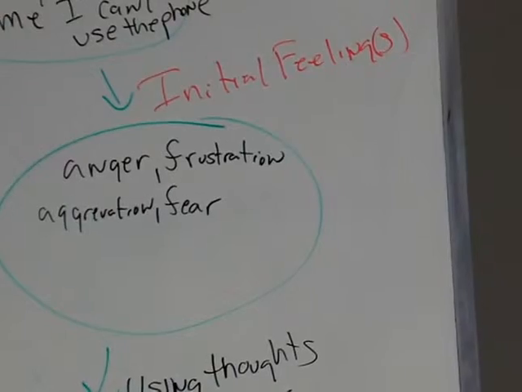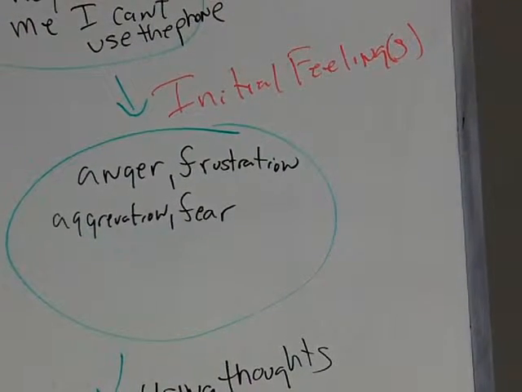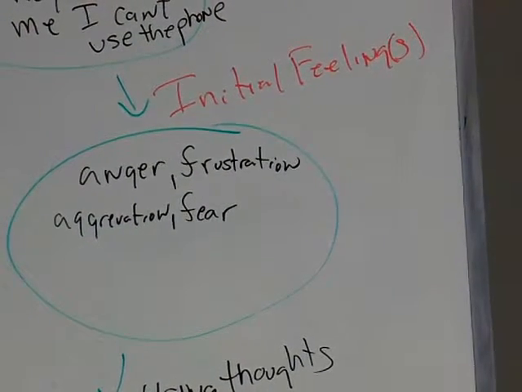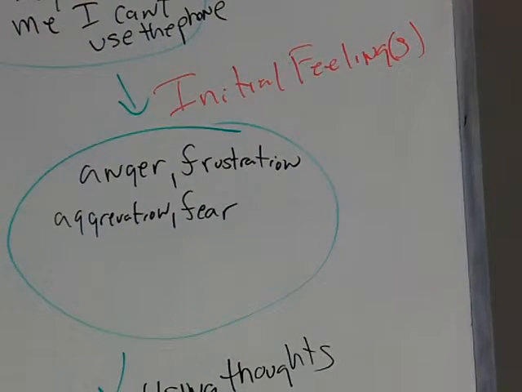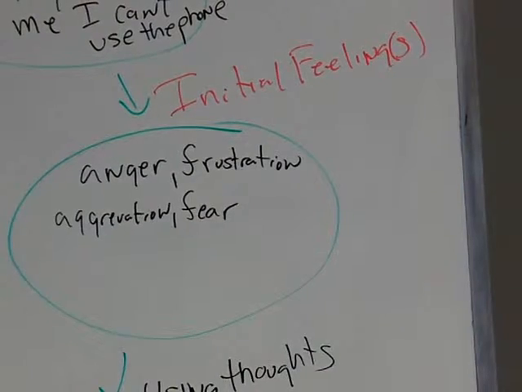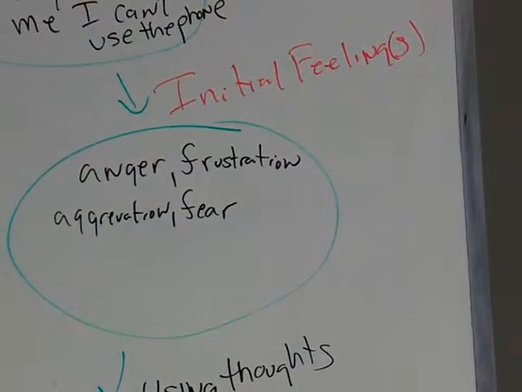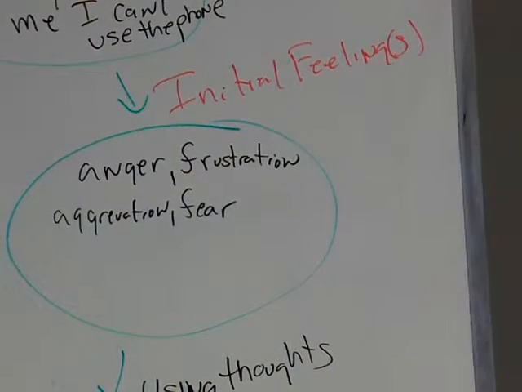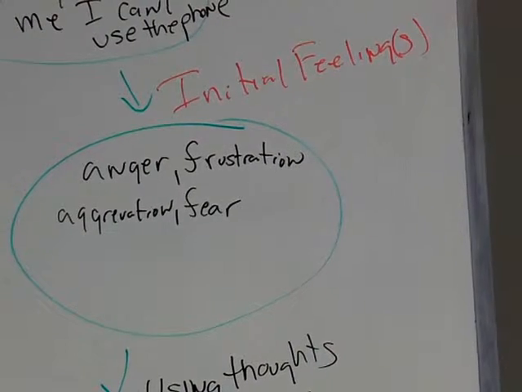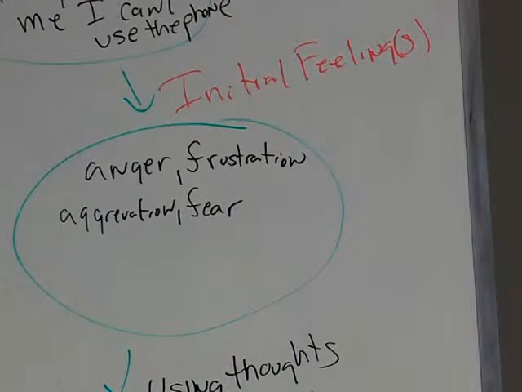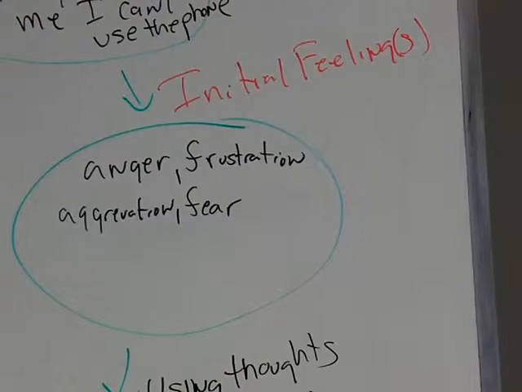Well, very next thing is, what was the initial feeling or feelings that occurred when they had the initial thought? Well, this client in particular was angry, frustrated, had some aggravation. They even had some fear because they really wanted to use the phone to talk to a family member, and they were afraid they weren't going to be able to have contact with that family member. So there were several emotions, and usually there is more than one emotion occurring with each thought.